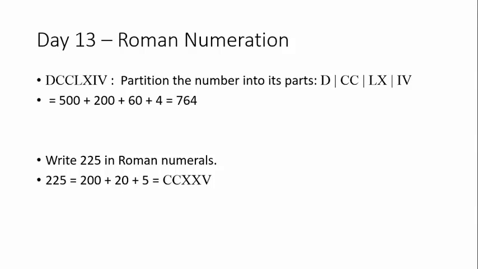Let's look at another one. We have DCCLXIV. Again, we think about partitioning our number into its parts. Right, so D and then CC, LX, and then IV. D is 500, CC is 200, LX, that's 60, and IV is 4. So add these, 500 plus 200 plus 60 plus 4. That gives us 764.